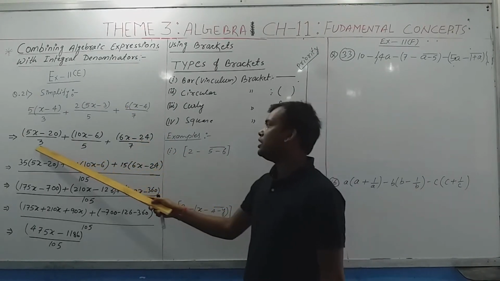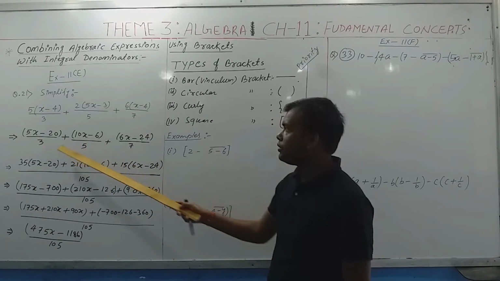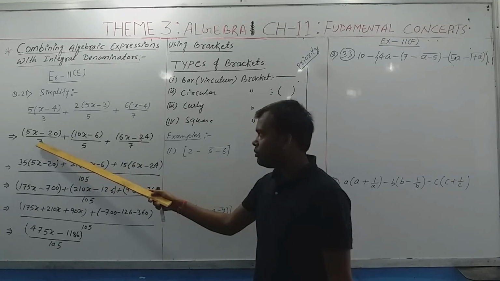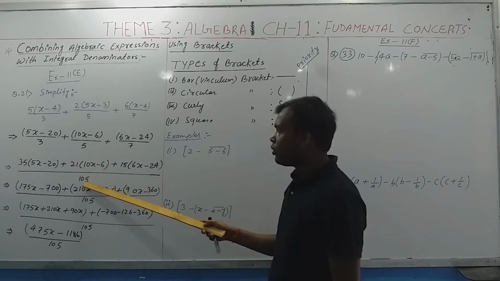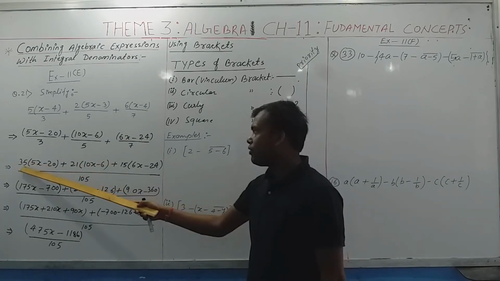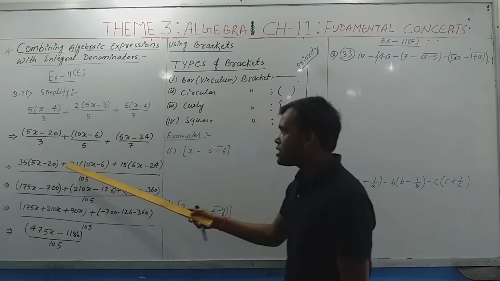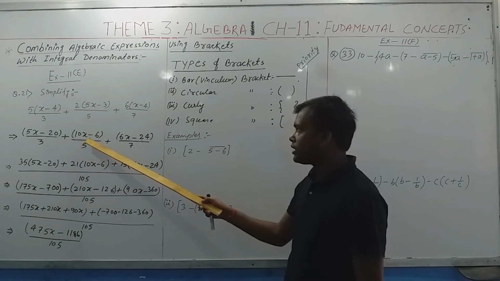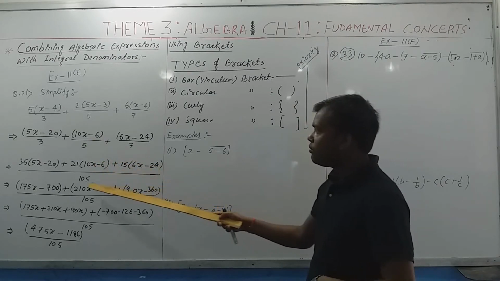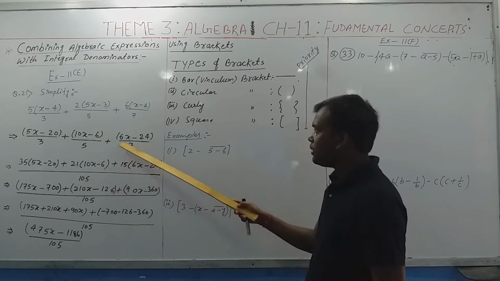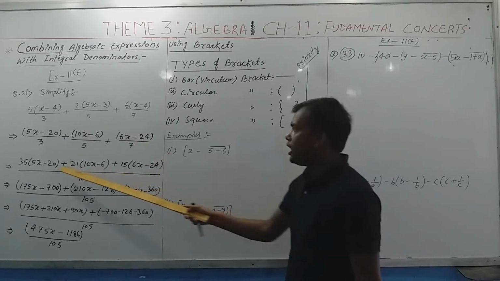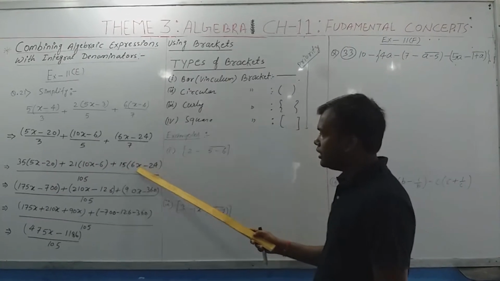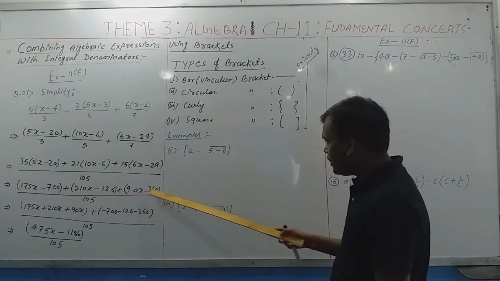Then you take the LCM of all the denominators, 3, 5 and 7, which is 105. For the first term, 105 divided by 3 is 35, so 35 times (5x minus 20). Similarly 105 divided by 5 is 21, so 21 times (10x minus 6). And 105 divided by 7 is 15, so 15 times (6x minus 24). Now you multiply each term and calculate in the same manner.